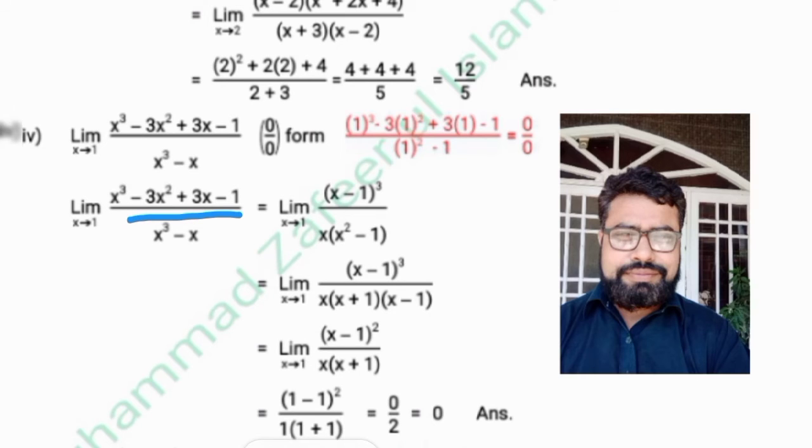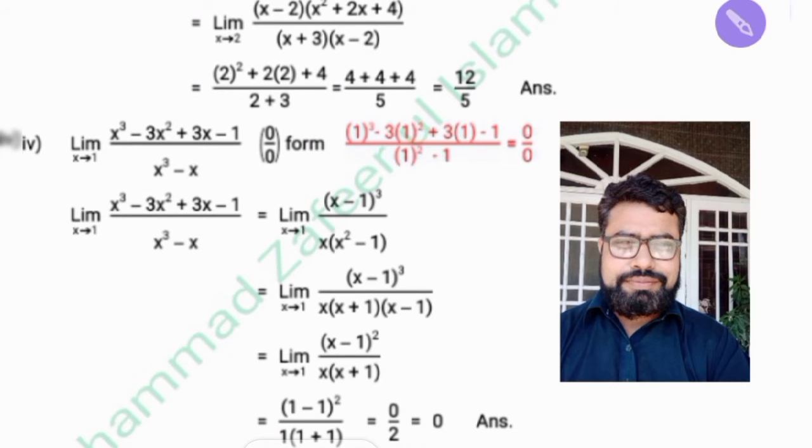This is the formula of a minus b whole cube: a cube minus 3a square b plus 3a b square minus b cube. Here a is x, so a cube minus 3a square b, that is 3x square, plus 3a b square, that is 3x, and b is 1, which can be written as 1 cube. So this is x minus 1 whole cube, a minus b whole cube. We have applied the formula here. As we cannot break the middle term here, we cannot take a common here.